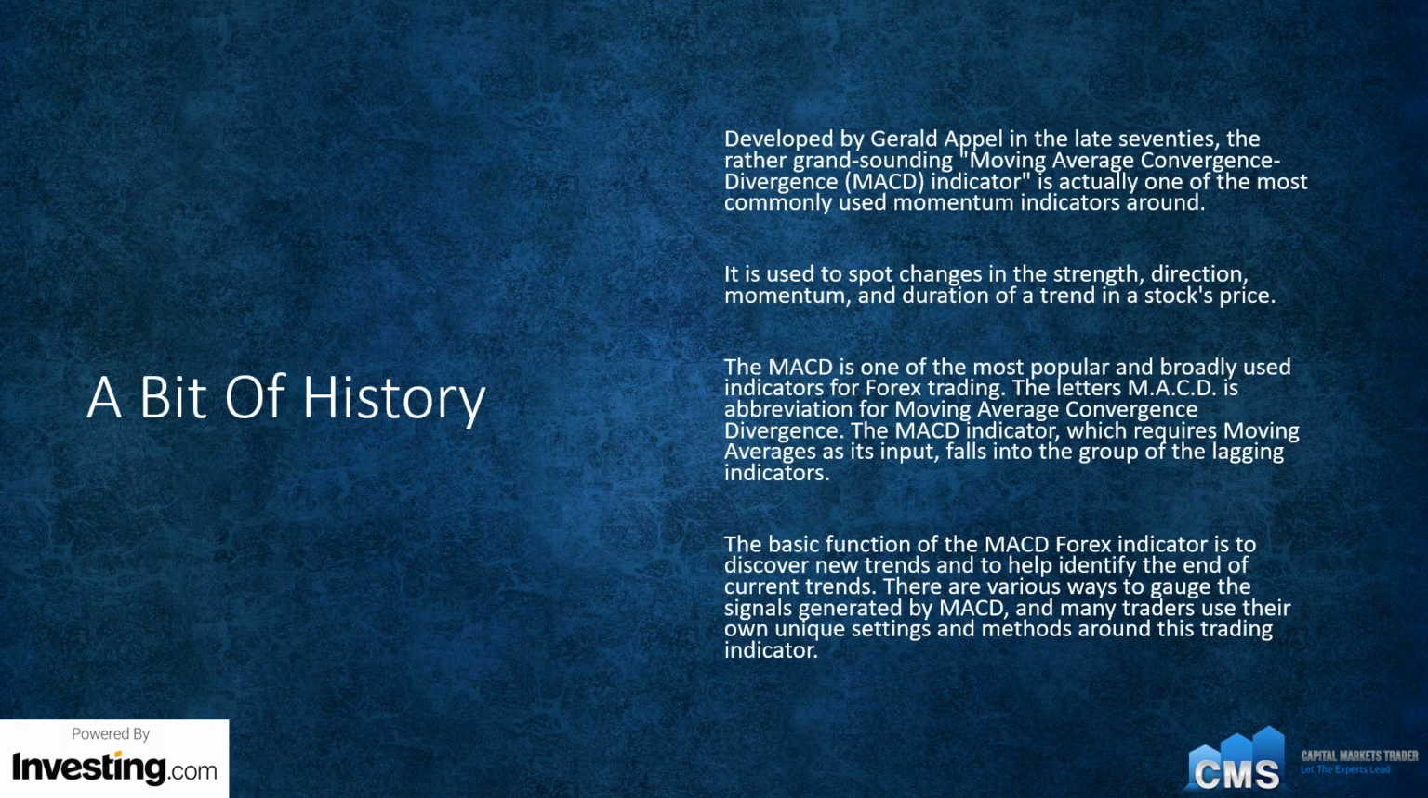It is actually one of the most commonly used momentum indicators around today. It works well in any market and is used to spot changes in strength, direction, momentum, and the duration of a trend. Originally, when Appel developed this, really the only thing out there was the stock market. You had a couple of people trading in the futures market. There was no online trading, and everybody else was brokers working in brokers' offices or on the floors. But the MACD is one of the most popular and broadly used indicators for Forex trading today.